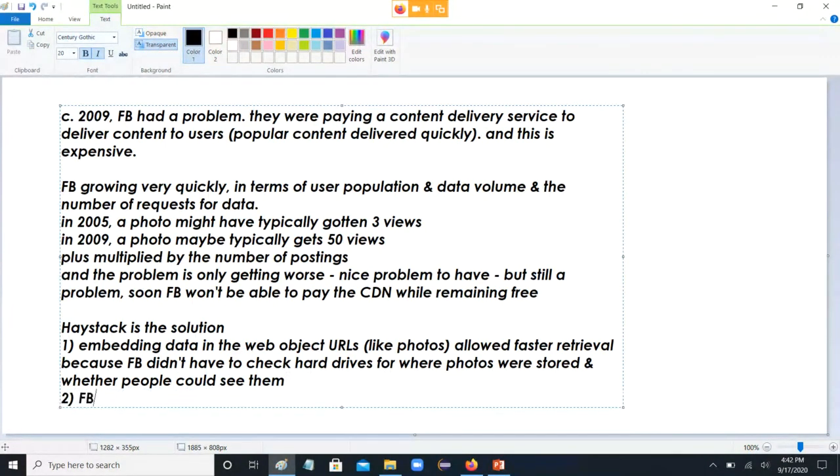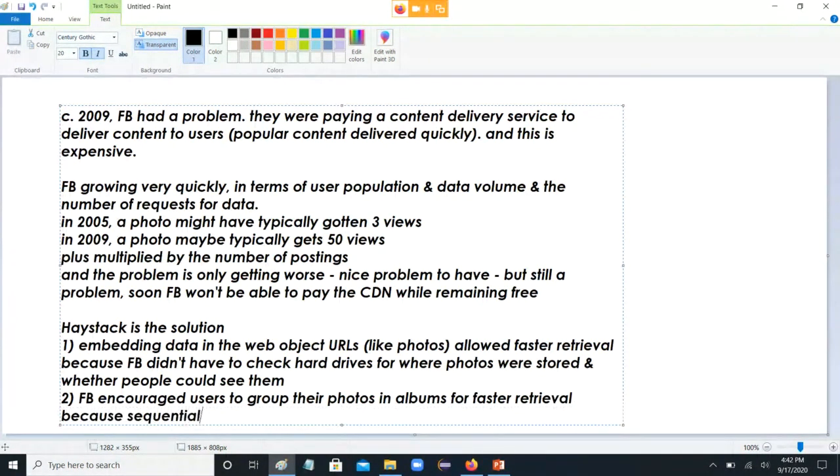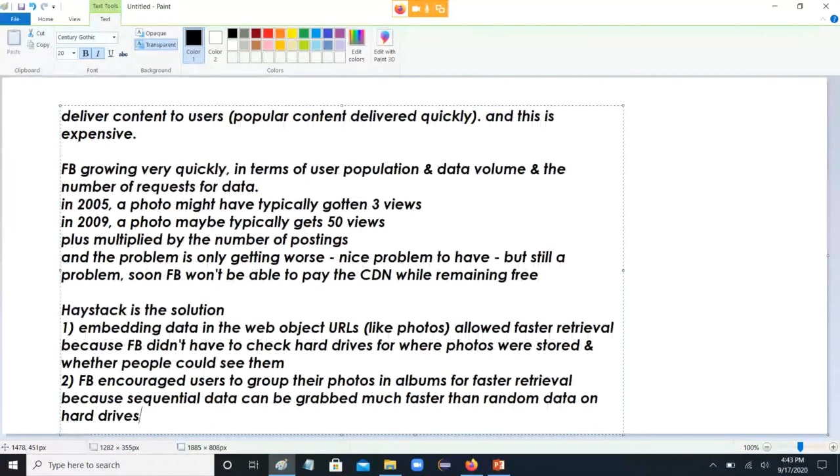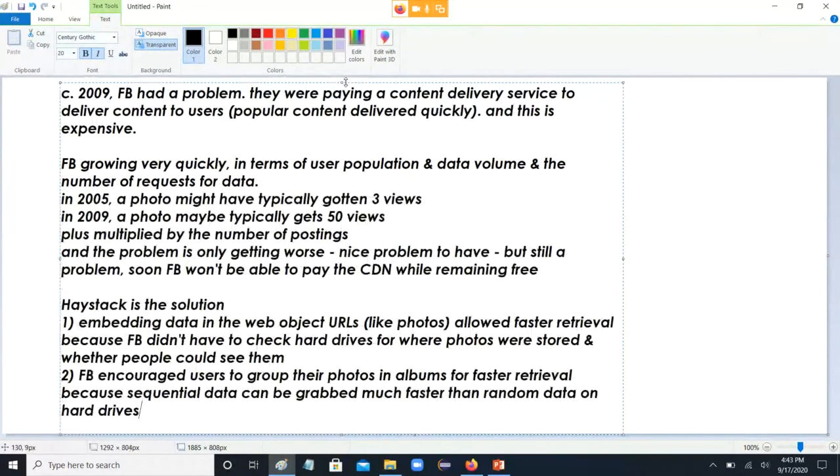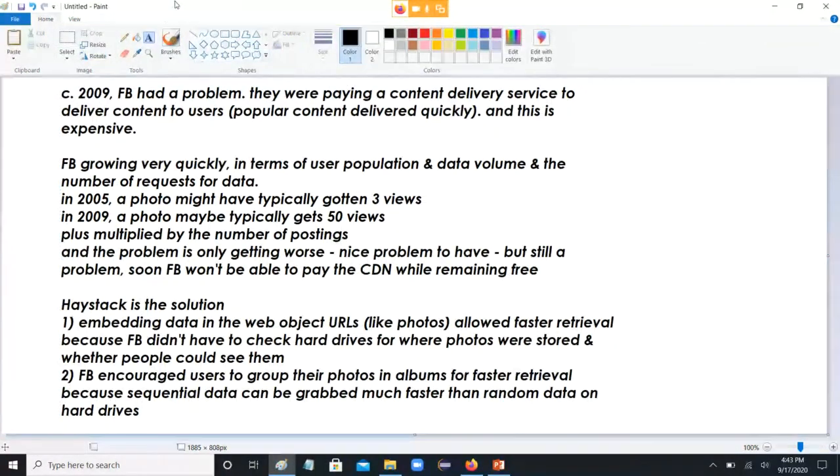Number two, Facebook encouraged users to group their photos in albums for faster retrieval, right? Because sequential data can be grabbed much faster than random data from hard drives. Let's stretch this out a little bit. Okay, good. So that was basically their solution.